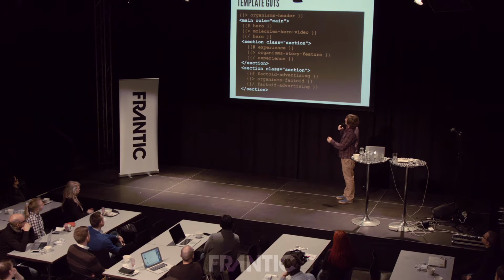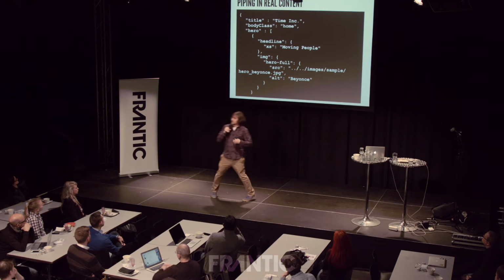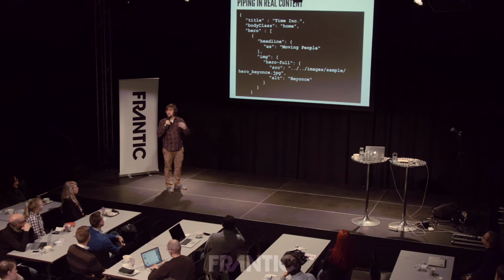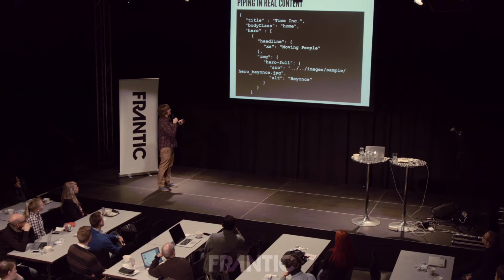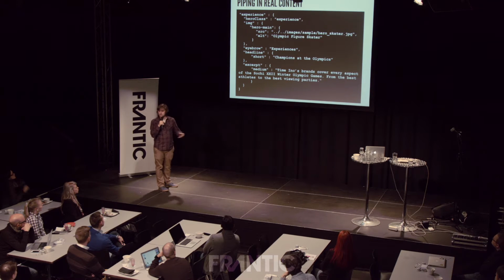So we're giving these things names. And what we're doing is using JSON data, we're able to just swap out those grayscale graphics, those placeholder dynamic bits and pieces. So in our hero area, instead of lorem ipsum, it now says moving people. In our image, we're giving the name of hero full. There's our Beyonce JPEG, right? And as you go down to experience, you could see, all right, we're swapping this out with this image called Hero Skater, and giving it some alt text and giving them different titles.